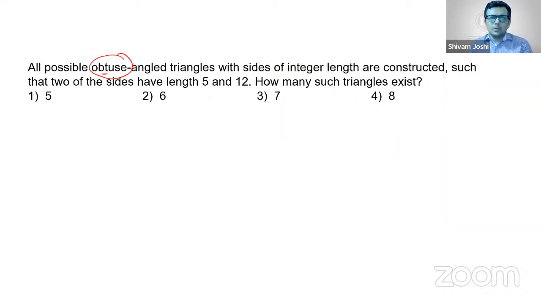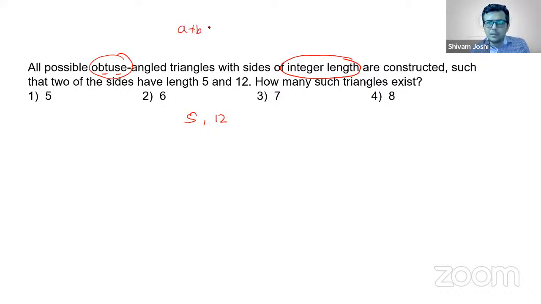All possible obtuse angle triangles with sides of integer length are constructed with two sides having length 5 and 12. Two sides are 5 and 12, and the triangle is an obtuse angle triangle. How many triangles will be possible? I first need to find out the range of the third side. What is the range of the third side?